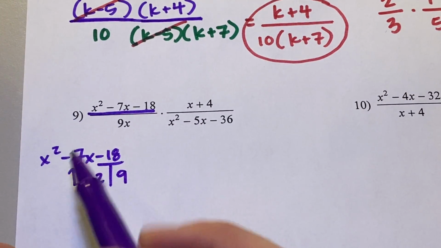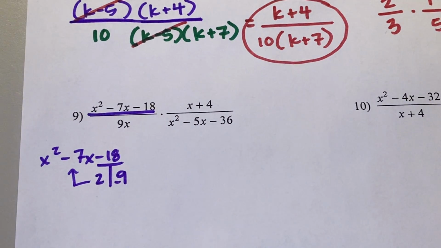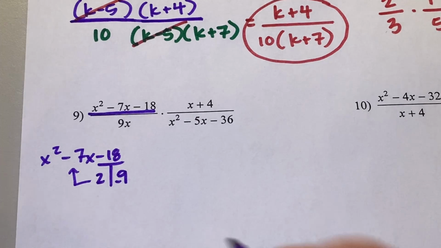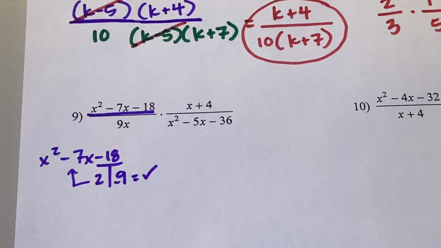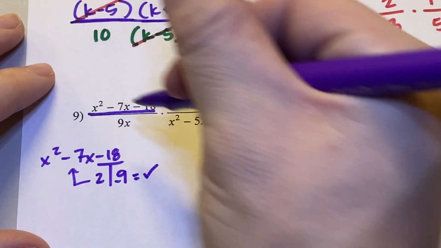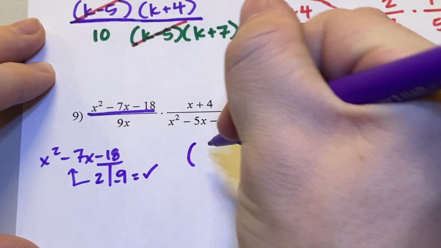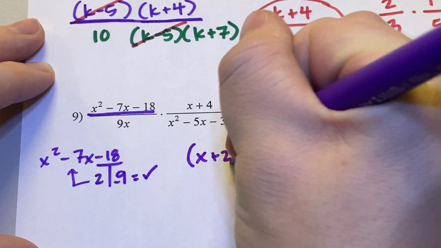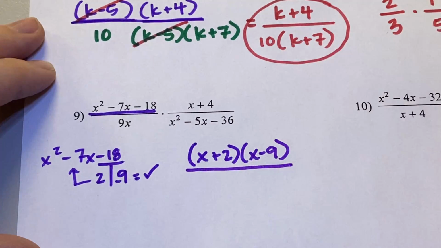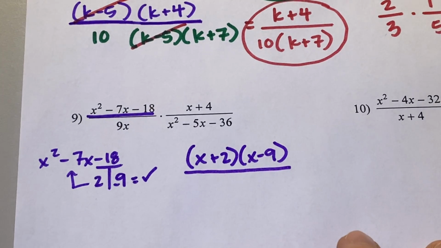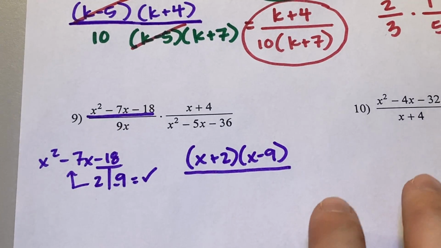To get negative 7, I want my 9 to be negative. 2 minus 9 is negative 7. Cha-ching, got it. So my first numerator is factored. We'll write it right here: x plus 2 for positive 2, x minus 9 for negative 9. That was my first numerator right there.